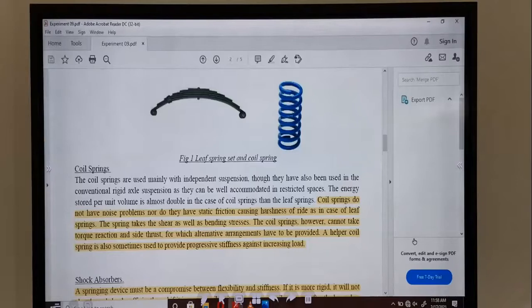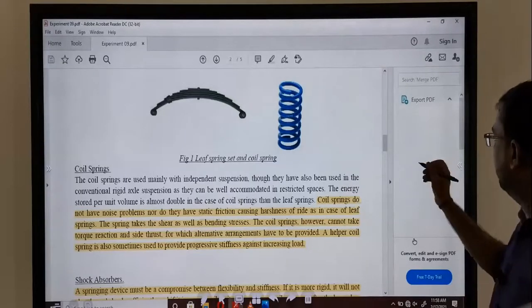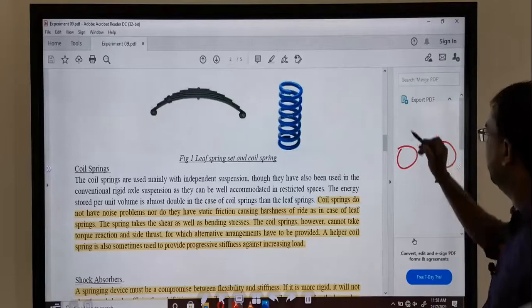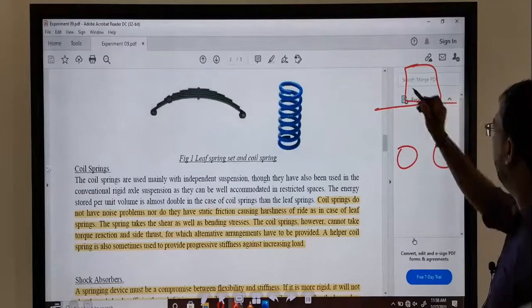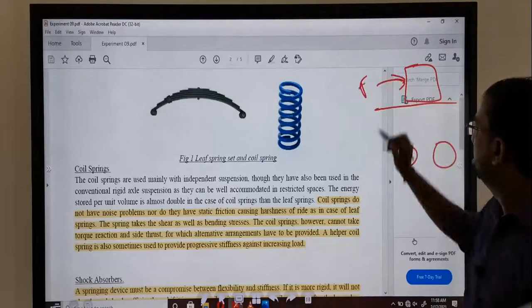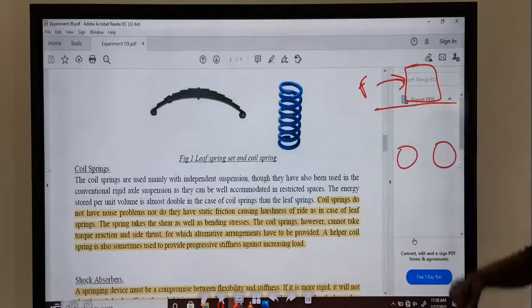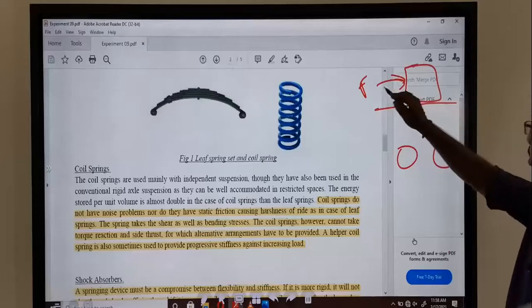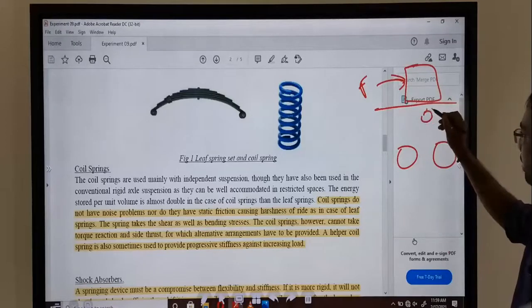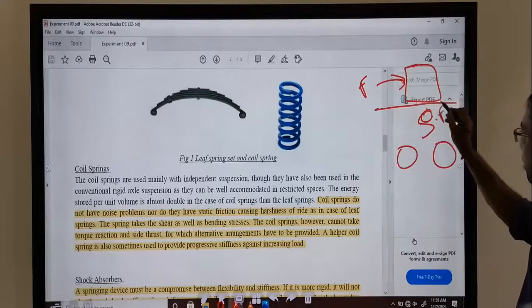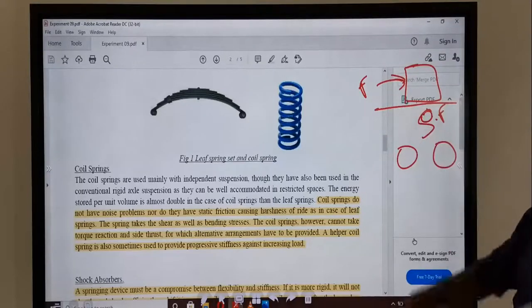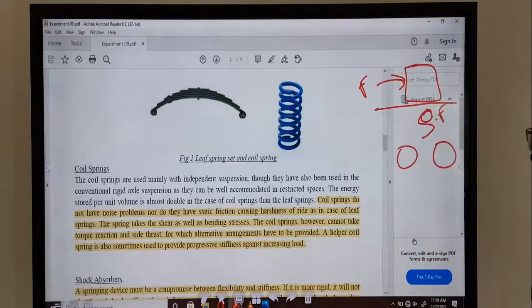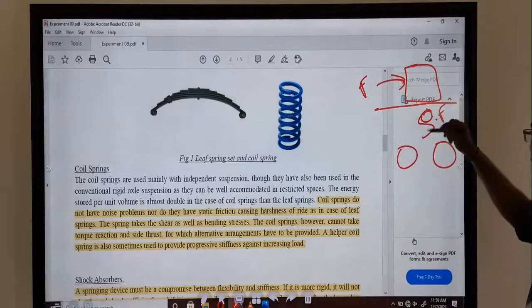Then static friction. There are two types of friction: kinetic and static. There is a mass, you already studied, I think. Give it a force F. On a particular surface, the mass has a high static friction value. When we overcome this static friction value by increasing the force, after some time we can overcome it.